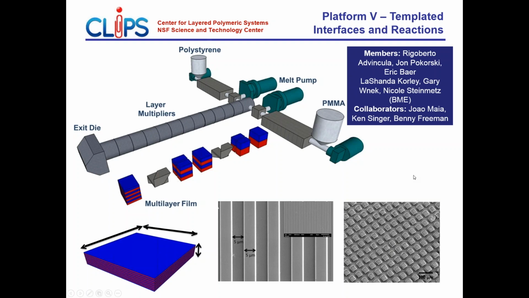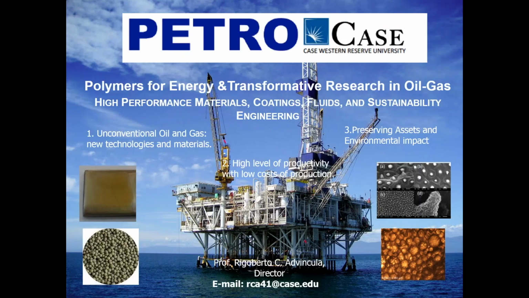And then lastly, we have a center called PetroCase that we use polymer science and engineering to solve some of the important problems and properties needed to advance the oil field chemistry and operation. And that can include propans, drilling fluids, and other types of assets used in the oil and gas industry.